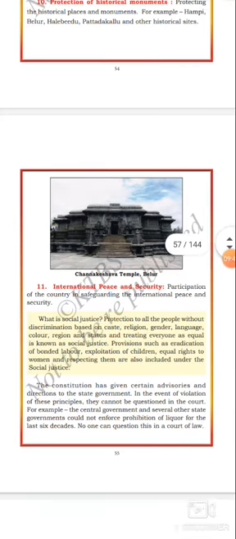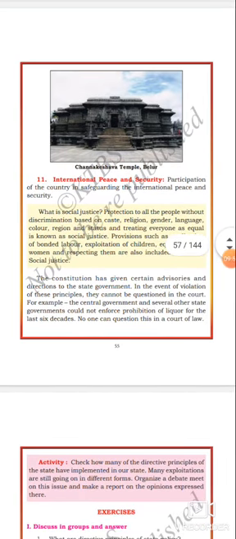See, observe this picture. Channakeshwar temple. It is located in Belur. We need to protect these kinds of temples and monuments for the next generation.